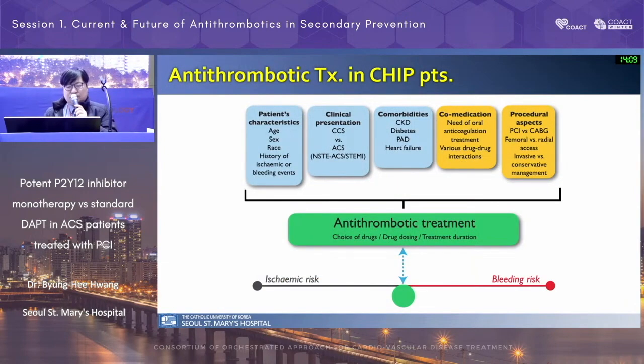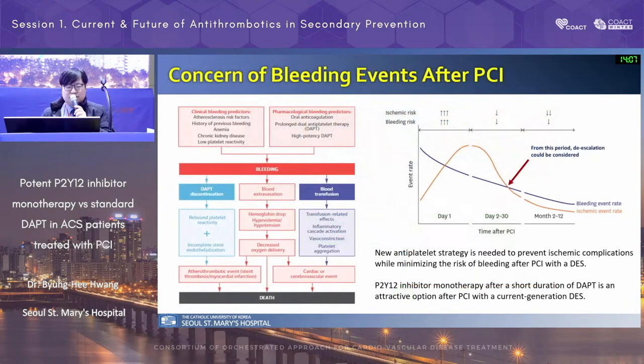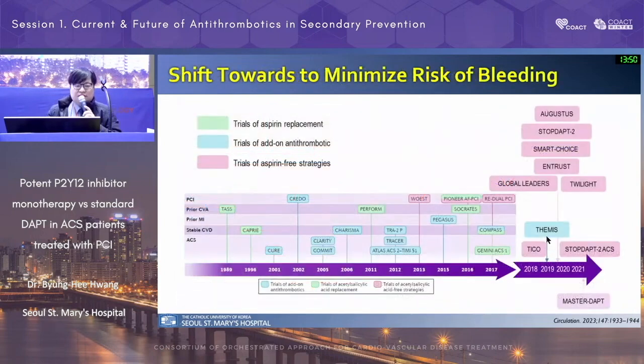As you can see, we have to think about ischemic and bleeding risk. The bleeding events after PCI are important after the 30 days, 1 month, because before 1 month, the ischemic event rate usually is higher than the bleeding event rate. So there are many studies towards minimizing the risk of bleeding.